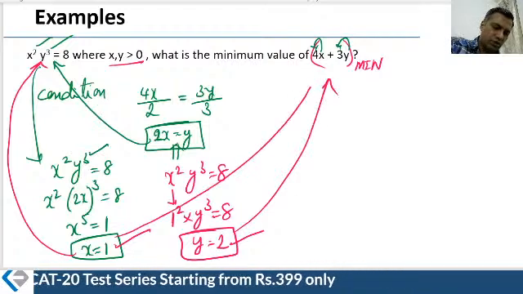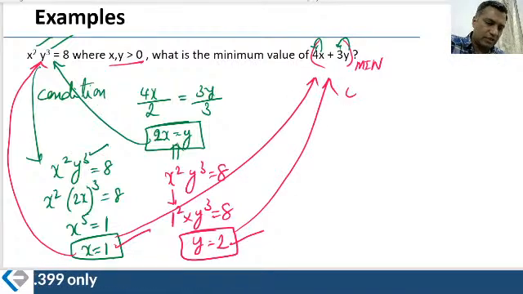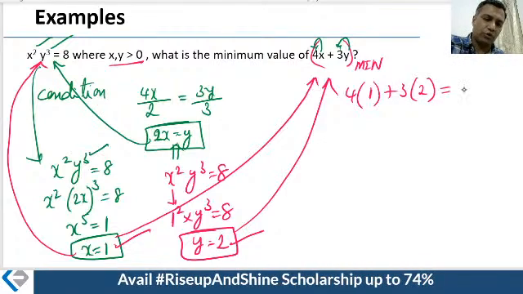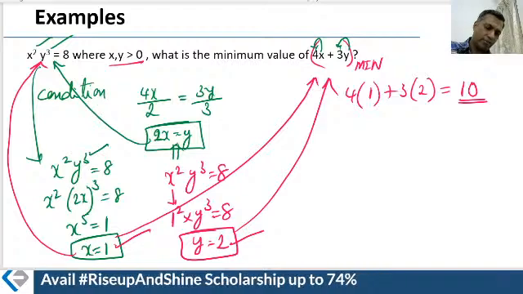Let's go back and put these two here. 4x plus 3y, that is 4 times what is the value of x? 1. 3 times what is the value of y? 2. Put them together. Therefore you got the answer as 10. Therefore 10 is the answer for this question. The minimum value of 4x plus 3y is going to be 10. That's the answer there. Okay, pretty important.